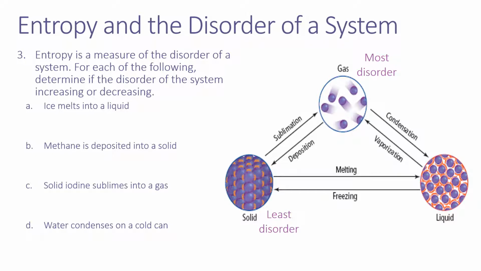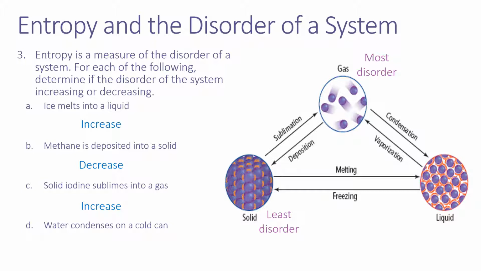So first, ice melts into a liquid. We're going from a solid to a liquid. So this means that the entropy is going to increase. B says that methane is deposited into a solid. So we're going from a gas into a solid. So that's going to be a decrease in entropy. Solid iodine sublimes into gas. So we're going from solid to gas. That's going to be an increase in entropy.